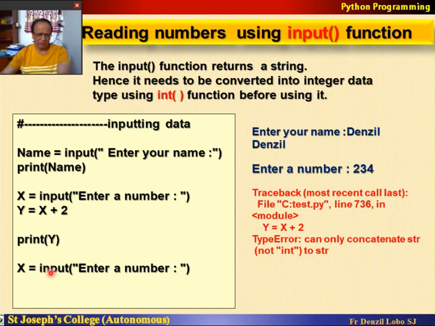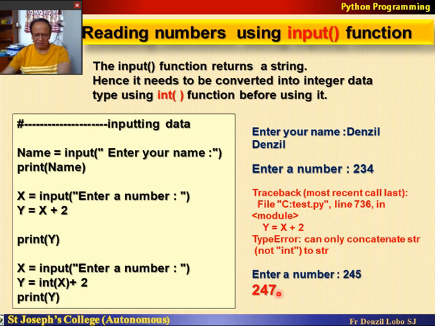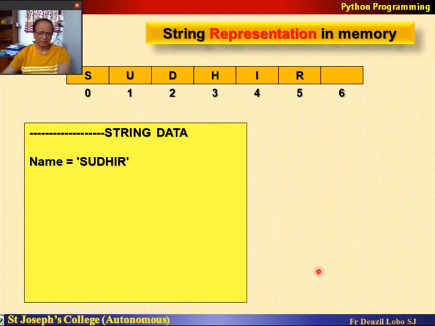So what do we do? Again we input a number, 245. Then I say y is equal to int of x plus 2. So convert this x to an integer and add 2. Now if you say print y, immediately it prints the value: 245 plus 2 gives you 247.